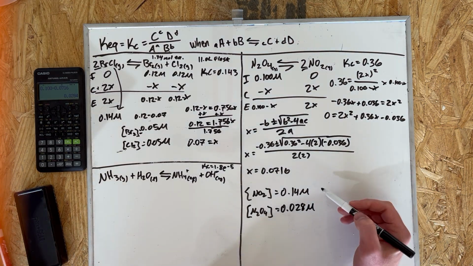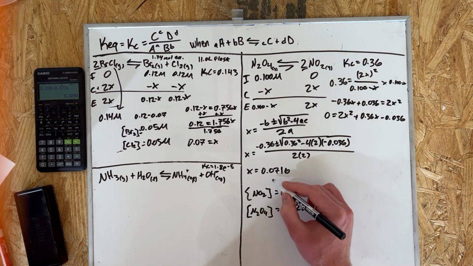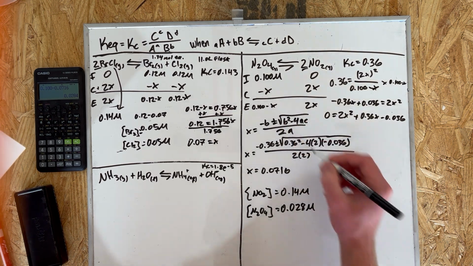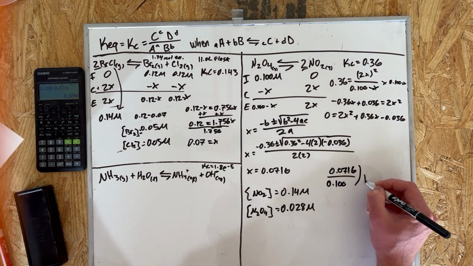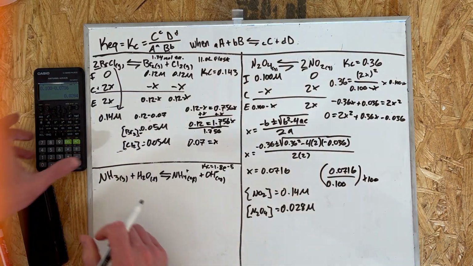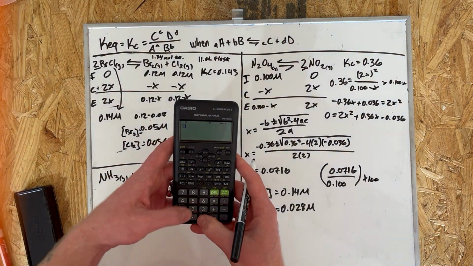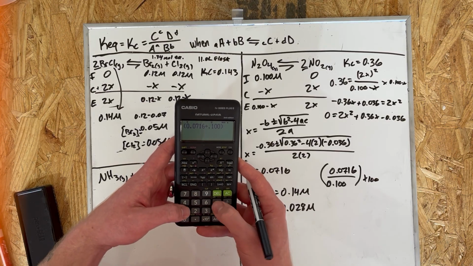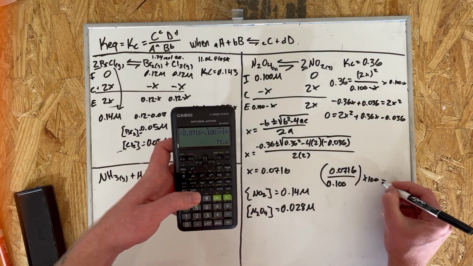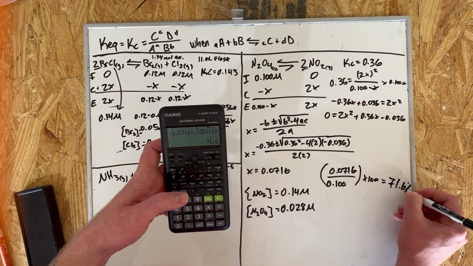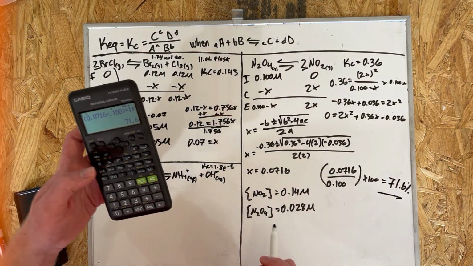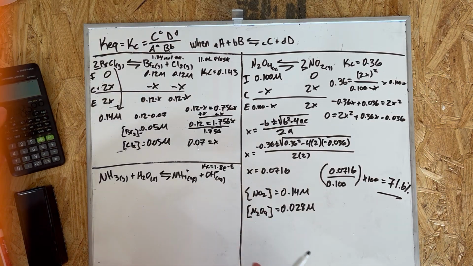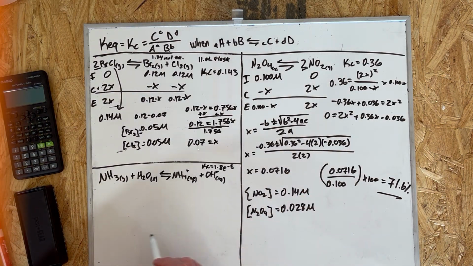And then we can double check that it was a good idea not to simplify, so we can take our x value, 0.0716, divided by our initial concentration, 0.100, times that by 100. So I'll show you that here. So we'll take 0.0716 divided by 0.100, and times 100. That equals 71%. It needs to be less than 5% to be able to simplify, so 71 is not less than 5. So this one was a good one not to simplify, so we'll have to do the quadratic equation.